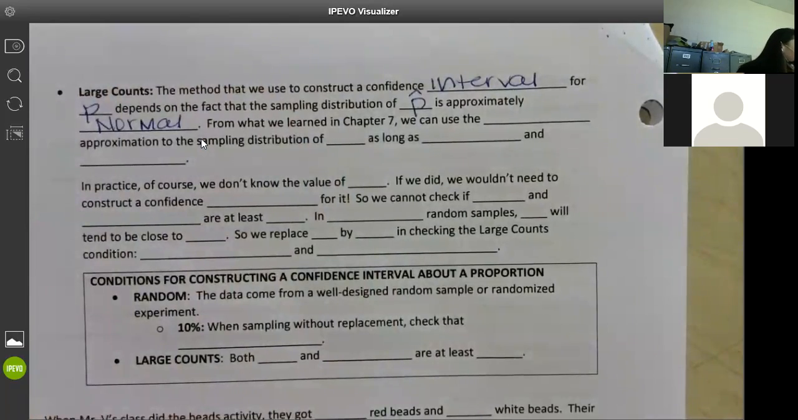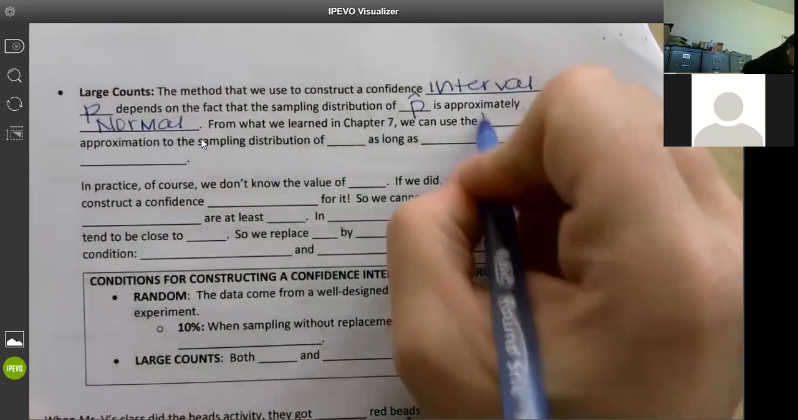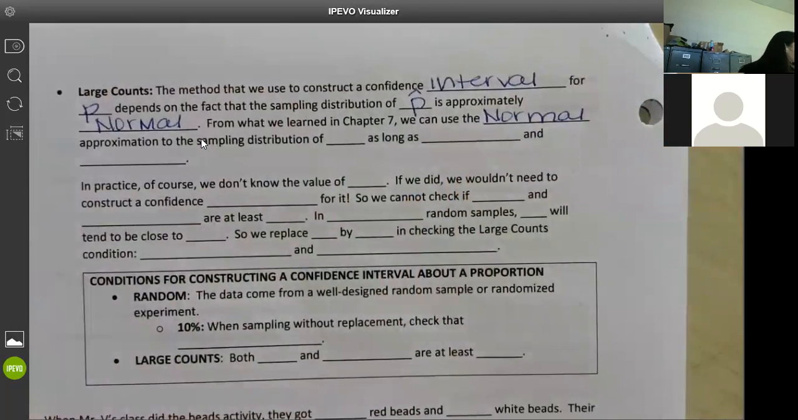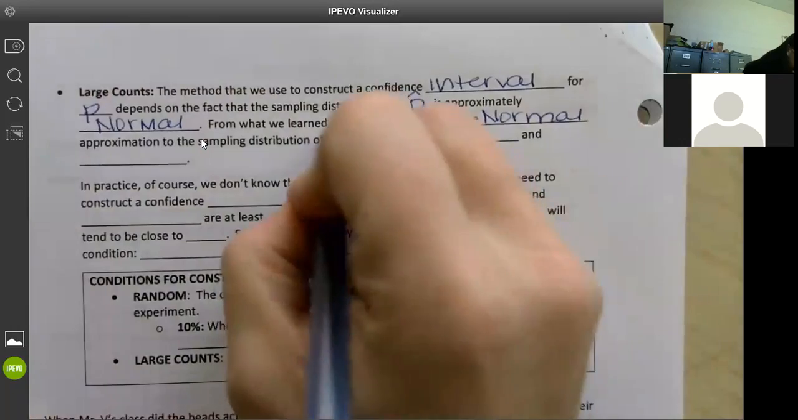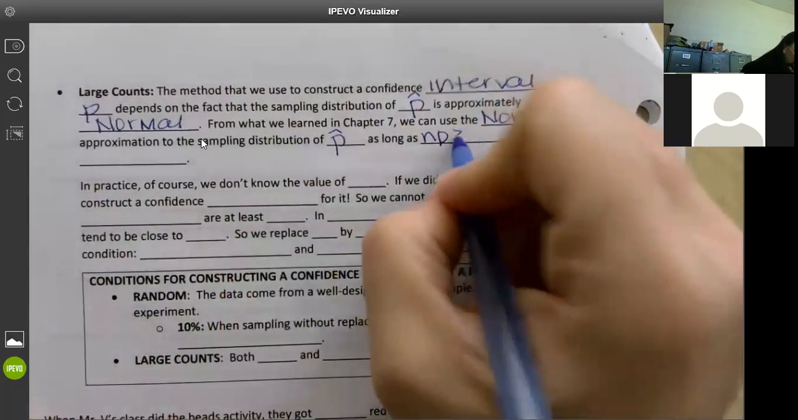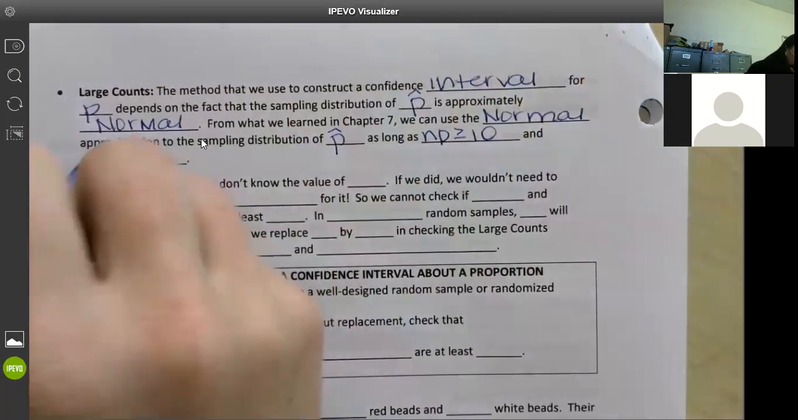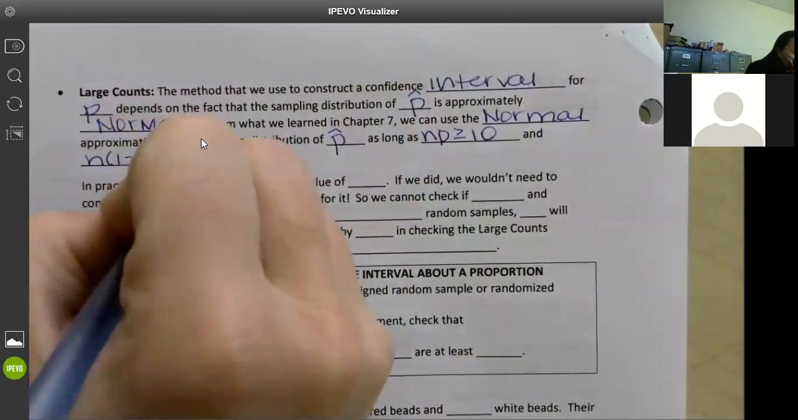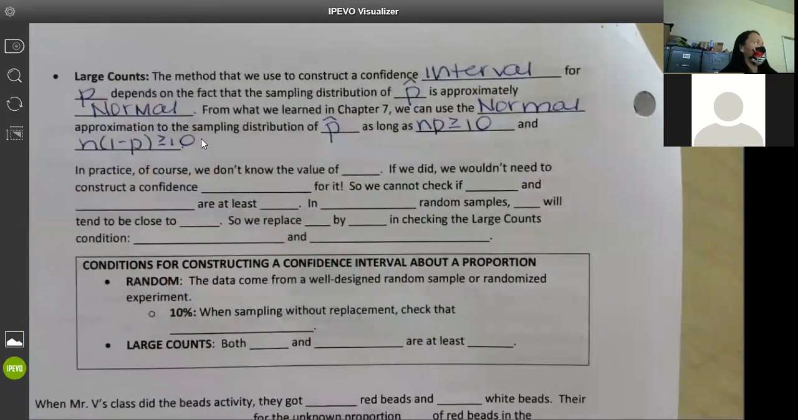From what we learned in chapter 7, we use the normal approximation for the sampling distribution of P hat as long as NP is greater than or equal to 10 and N(1 minus P) is greater than or equal to 10. They are the same conditions we have always checked.